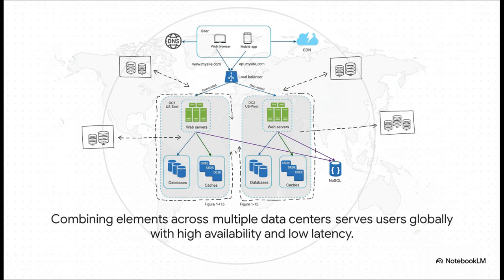And here it is. This is the goal. You take all these pieces, the load balancers, the replicated databases, the caches, and you duplicate the entire setup in different data centers all over the world. Now, a user in Europe gets served from a data center in Europe, and a user in Asia is served from one in Asia. This is what a real global-scale architecture looks like. It's fast, it's reliable, and it works for everyone, no matter where they are.